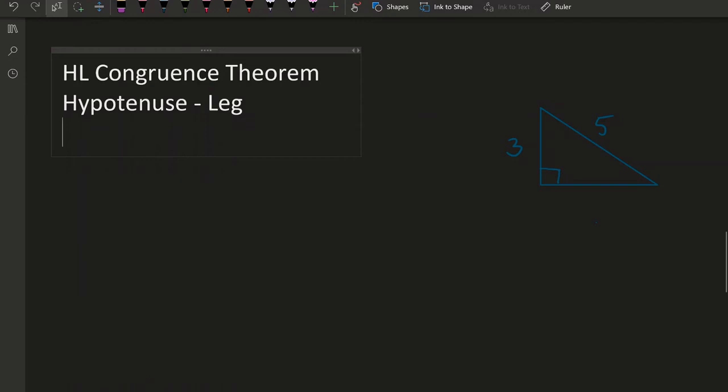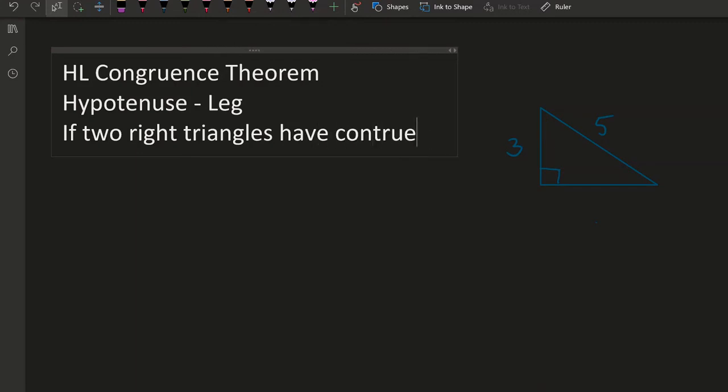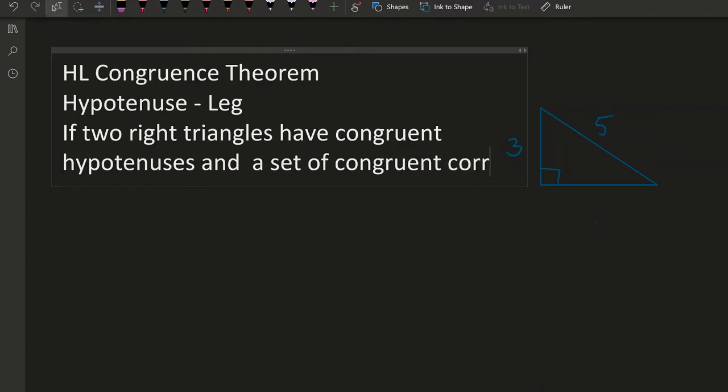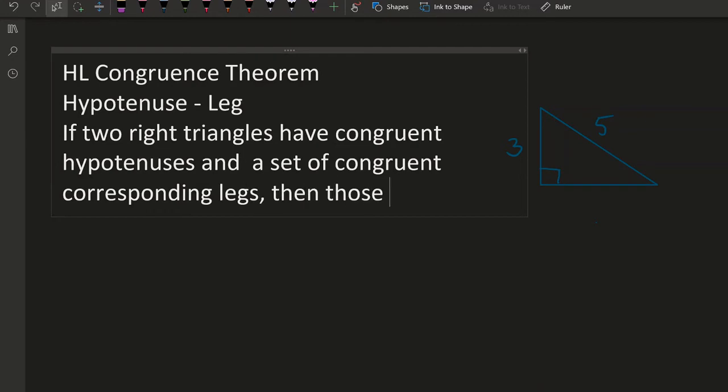So the hypotenuse leg congruence theorem is, if two right triangles, and again I want to emphasize that they have to be right triangles in order for this theorem to work, if two right triangles have congruent hypotenuses and a set of congruent corresponding legs, then those triangles are congruent.